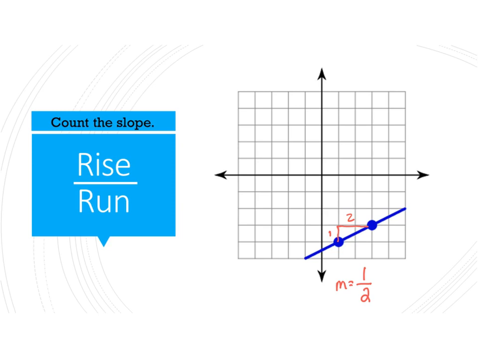Just looking at the graph, I could tell this is going to be a positive slope, and I can tell my calculation here, my counting, turned out to be a positive 1/2 as well.